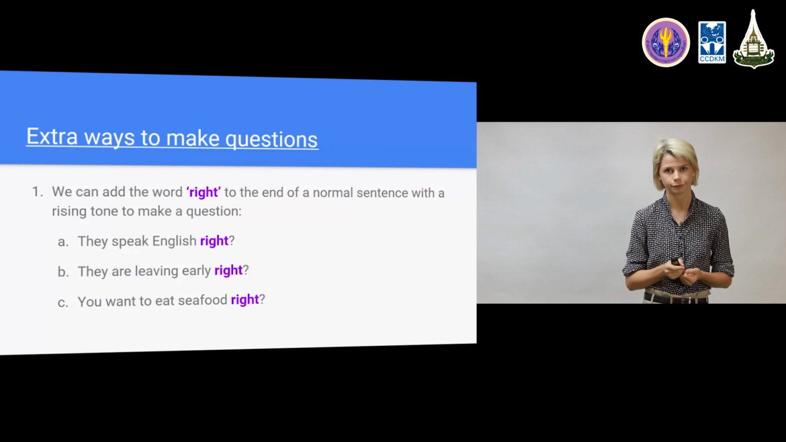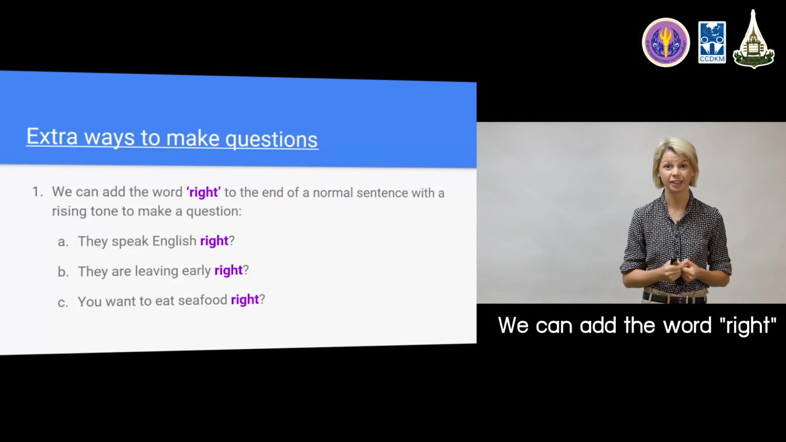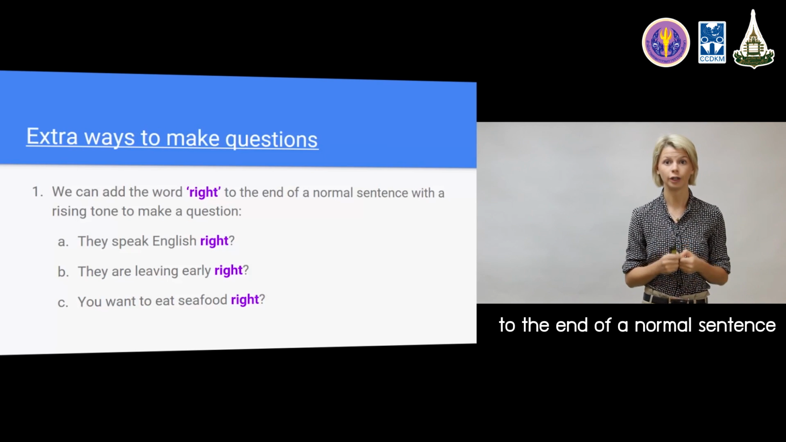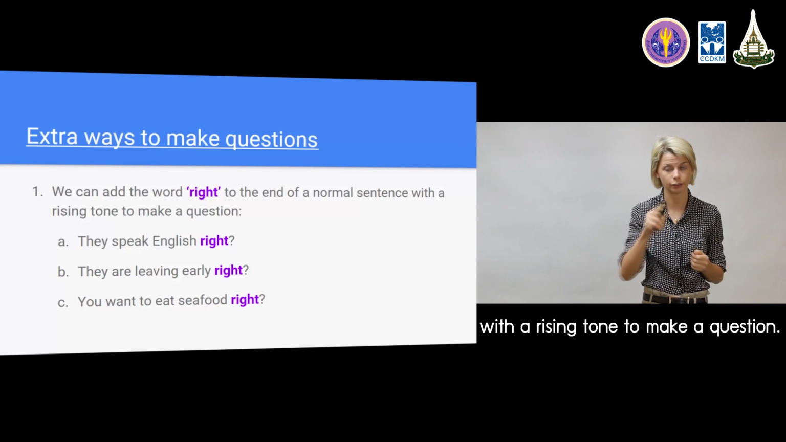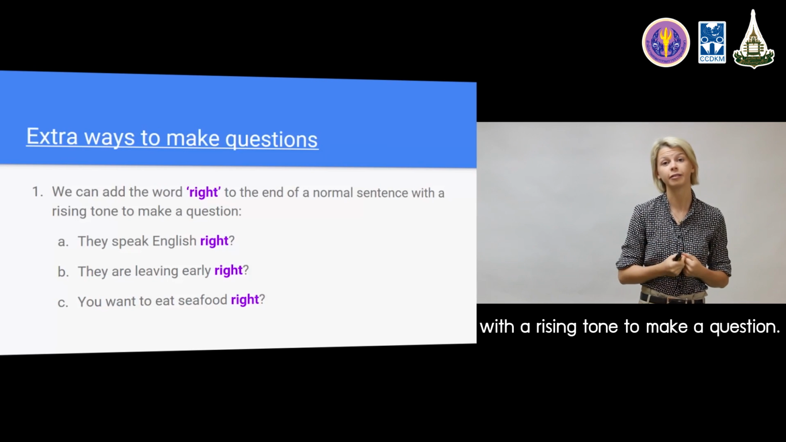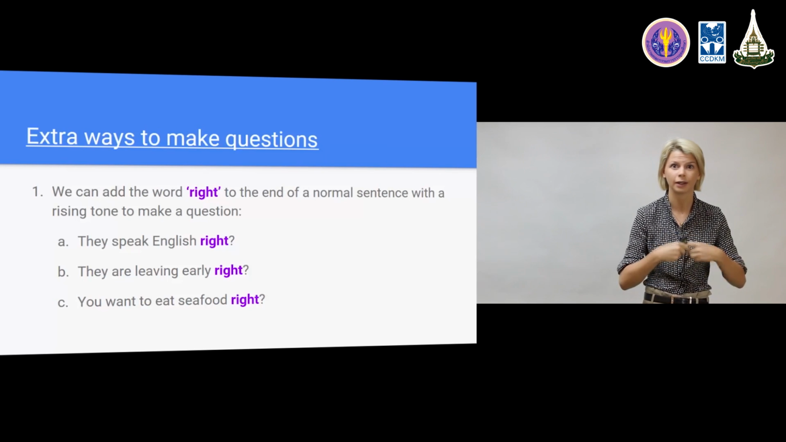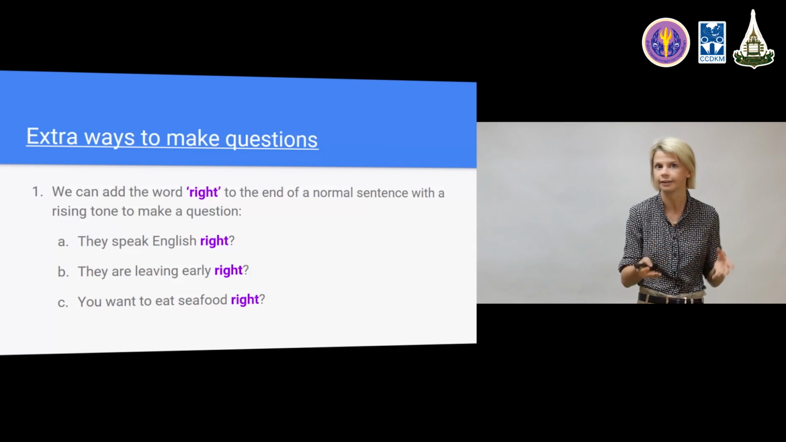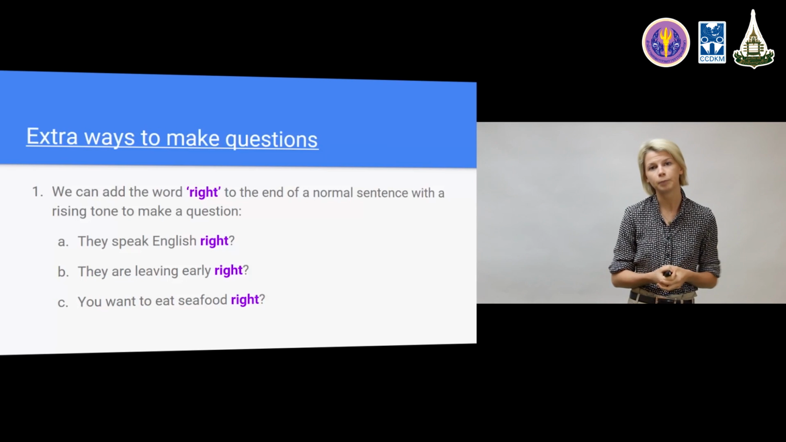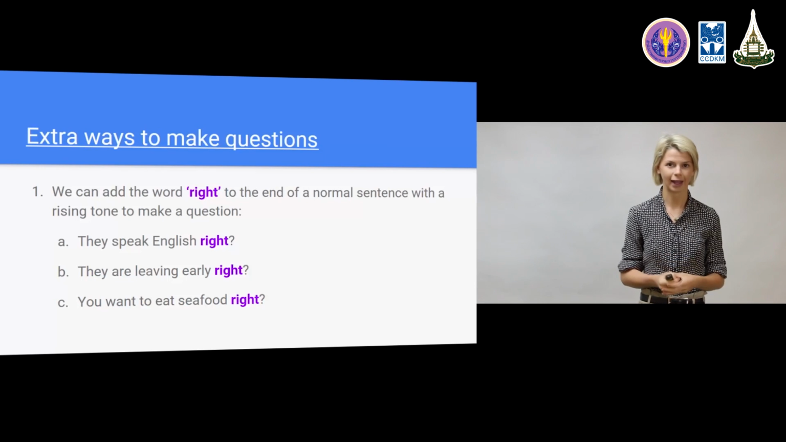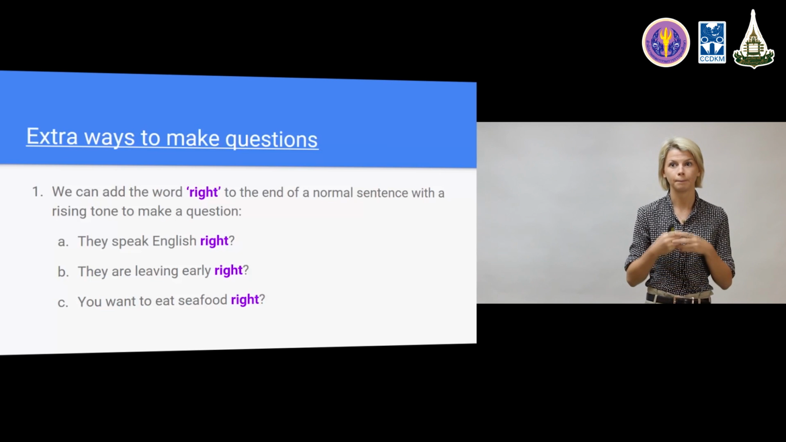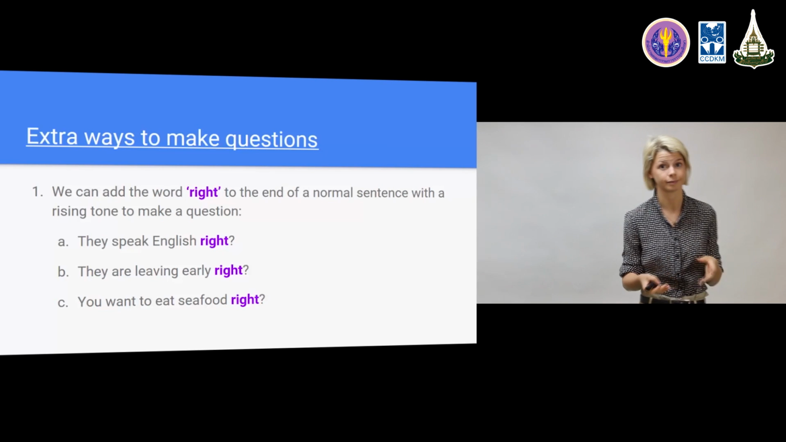The first way we can make a cheat question is we can just add the word right to the end of a normal sentence. And you can use a rising tone. And this makes it into a question. So all you're doing is just making a normal sentence with subject, verb, object, subject, verb, adjective, etc. many ways, but putting the word right at the end. And this translates as a question.